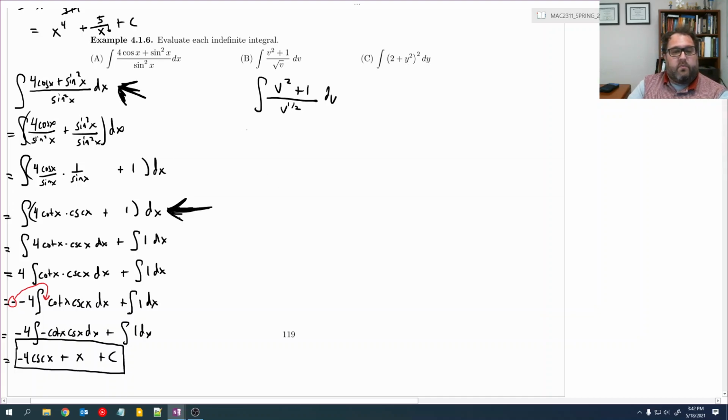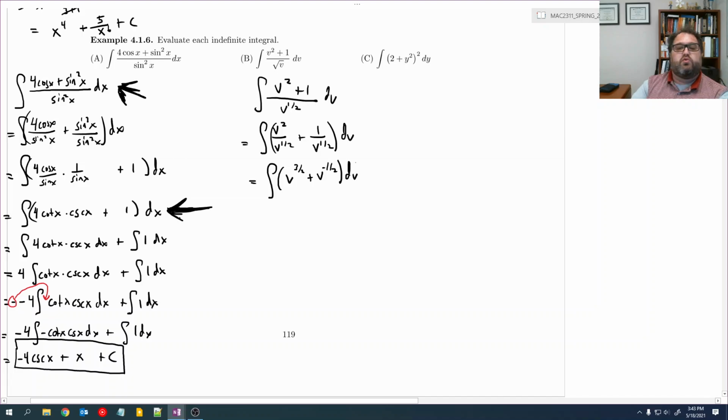And we can then immediately rewrite this as two separate fractions, v squared over v to the 1/2 plus 1 over v to the 1/2, like so, dv. And now let's apply the properties of exponents. So we have what? v squared over v to the 1/2. We can write that as v raised to the 2 minus 1/2 power. What's 2 minus 1/2? That's 3/2. Plus, we can write the second term as v to the negative 1/2 power.